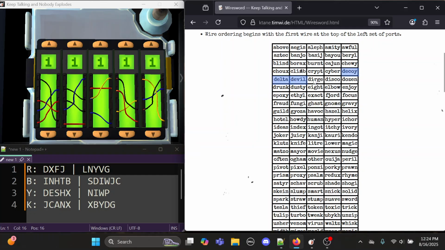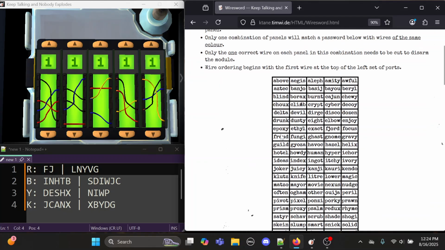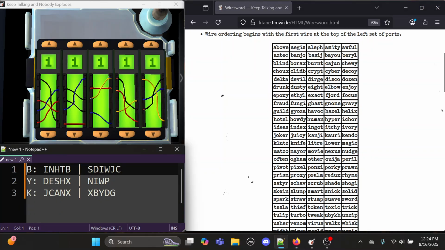Decoy, Delta, Devil, Dirge, Disco, Dozen, Drunk, there's no R, and Dusty, there's no Uniform. There is no vowels here. Xenia is the only X-ray one, so we can't do that. Foxtrot. Fjord, there is no Juliet, there is no vowels in the second position. Fraud and Fungi, none of those are valid. And then Juliet has what? Joker and Juicy. They're both vowels. So therefore, we know for a fact that our answer is not going to be red.